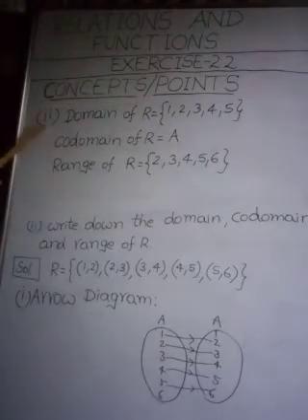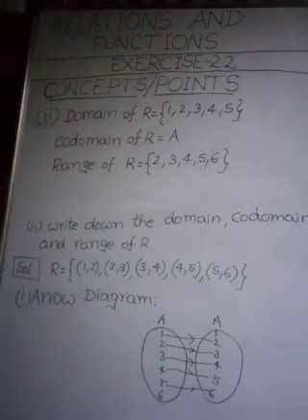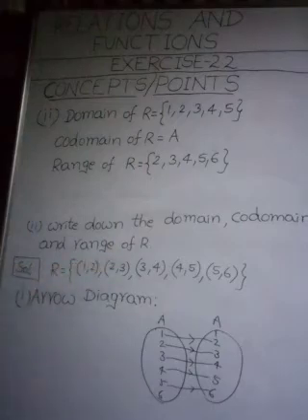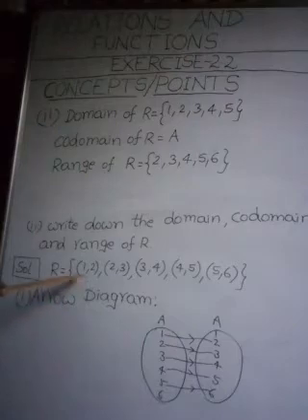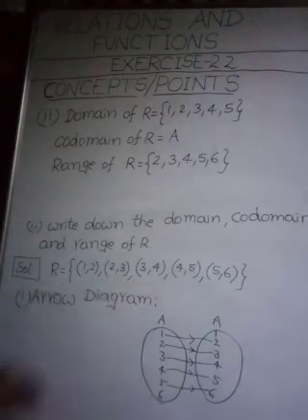Now come to the second part of the question. We have to find the domain of R, codomain of R, and range of R. What is the definition of domain of R? The set of all first elements of the ordered pairs in relation R. So what are the first elements of the ordered pairs in the relation R?